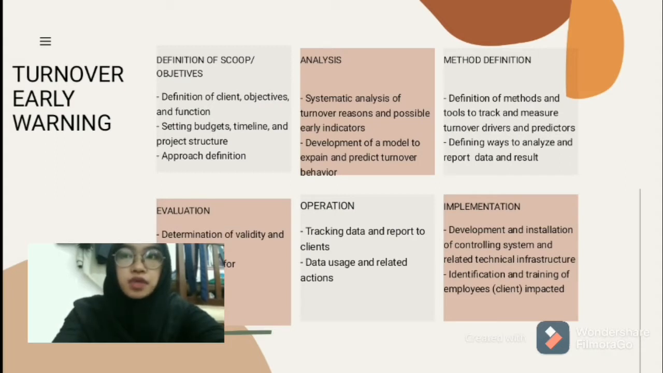Then we have to implement it and communicate to those who must use this indicator, like managers, directors, executives, and HR. Then operation phases start, and at the end there must be an evaluation to make sure that what we do is keeping on track, and if there is some problem, we can identify what the problem is, and we can make sure that the next time we are doing this again, we are not making the same mistake.